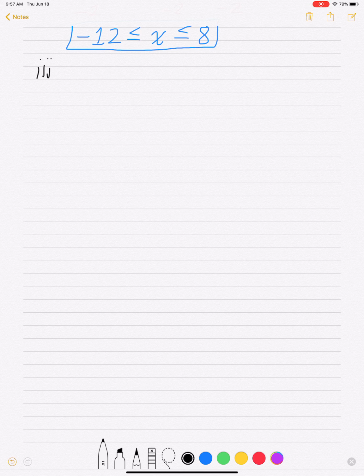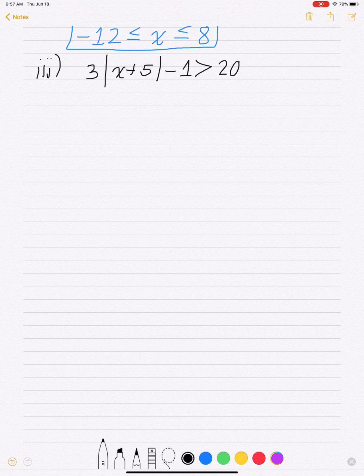Another inequality here. Here we've got 3 times the absolute value of x plus 5, close the absolute value, minus 1, greater than 20, my bad, not equals. Greater than 20. So, is the absolute value by itself, first of all?